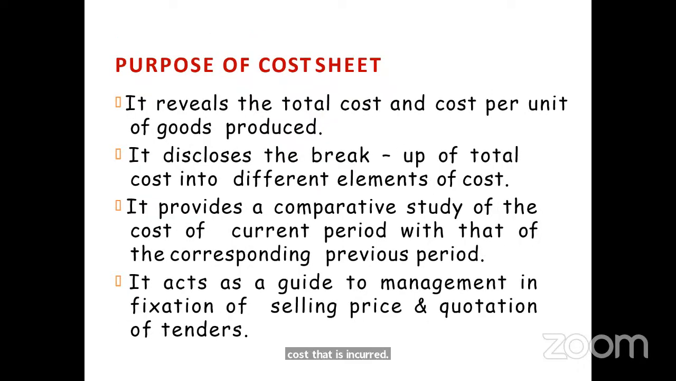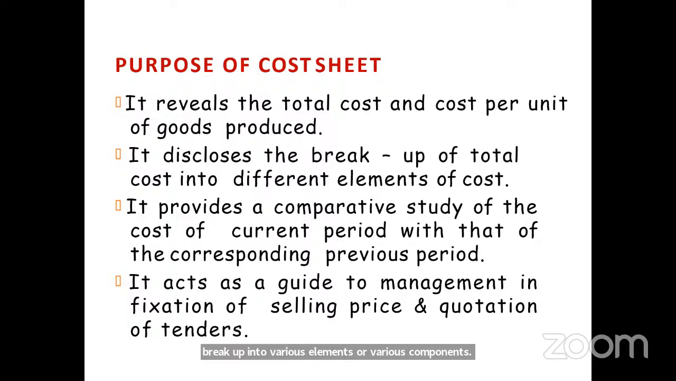So what are the objectives of this cost sheet? It reveals the total cost and cost per unit of goods produced. We can know the total cost of goods produced during a particular period, a particular lot, or a particular batch, or the unit cost of the goods. Again, it discloses the breakup of the total cost into different elements. We cannot just say that the total cost is 50,000. That 50,000 can be broken up into various elements or components.